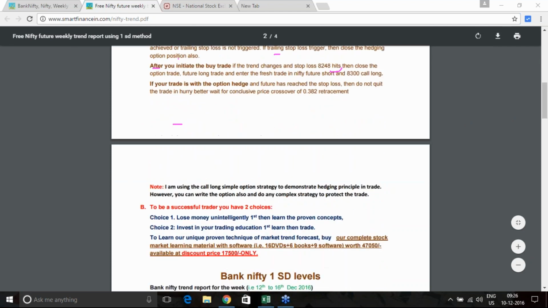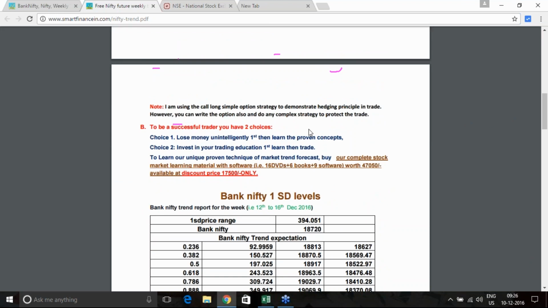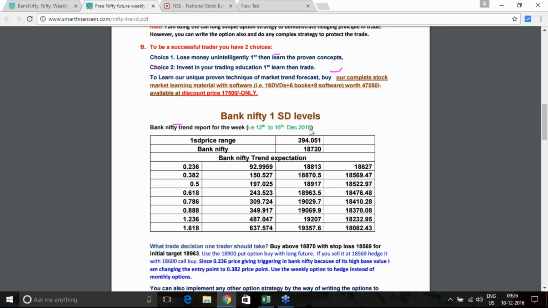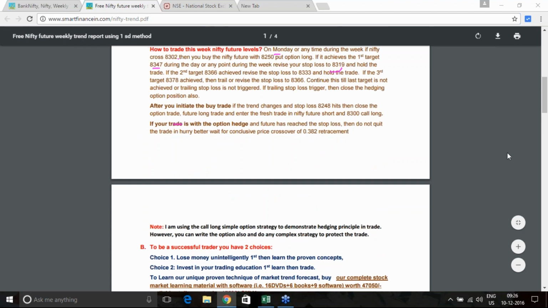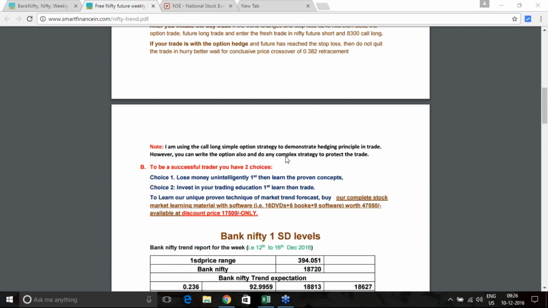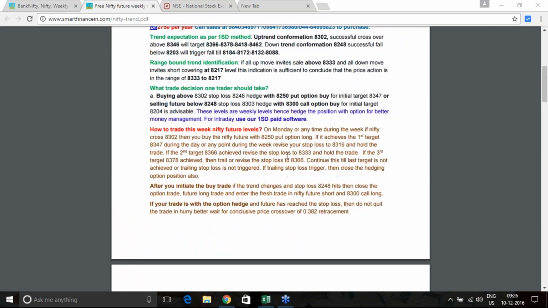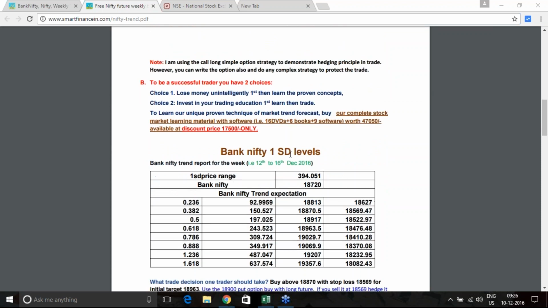So I'm using these to buy some options to hedge. You can try to sell some options for hedging also. You can use any kind of options for hedging. There is no rule for that. But for simplicity's sake, I'm just using a buying option, long future with a long put option, or short future with a long call option to hedge it. You can think of writing some options also.